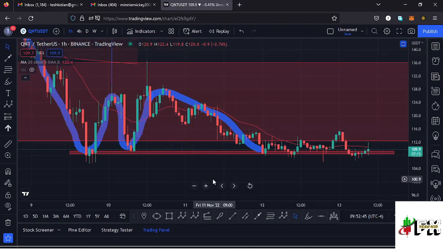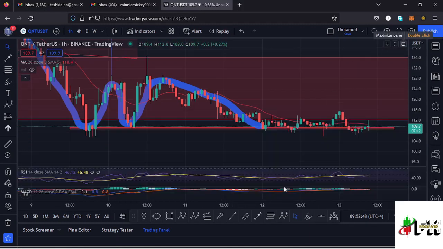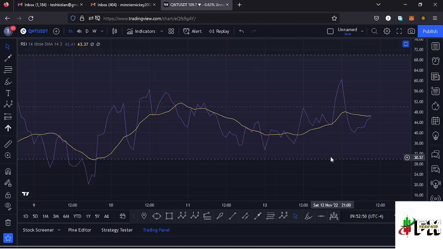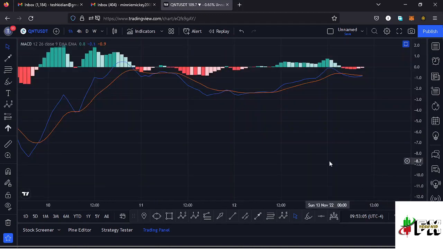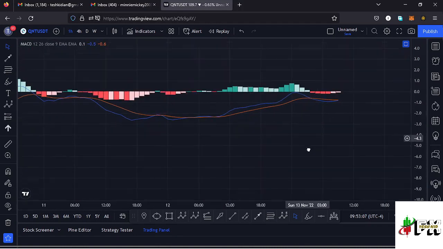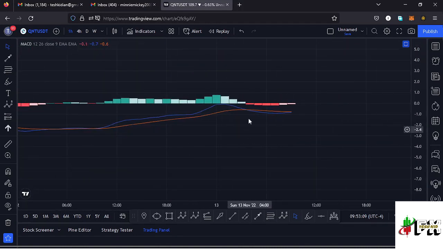So that's the update here on the Quant chart. Also taking a look at the indicators to see what movements will be supported. Here on the RSI, we are trading at around the 45 mark, meaning we have massive room to support any movements to the upper side. Also taking a look at the MACD, here on the MACD we have printed a bullish cross, and that means higher prices are coming our way.